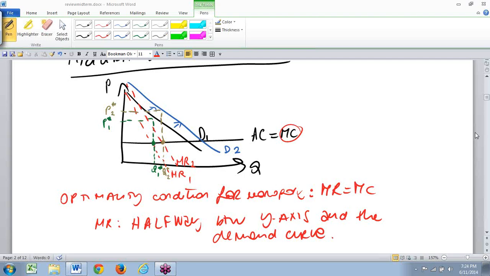Yes, this is very important. For monopoly, it's always marginal revenue equal to marginal cost. And yes, it is also for perfect competition actually, but in perfect competition, marginal revenue is equal to price. So in perfect competition, you have price equal to marginal cost. Okay?